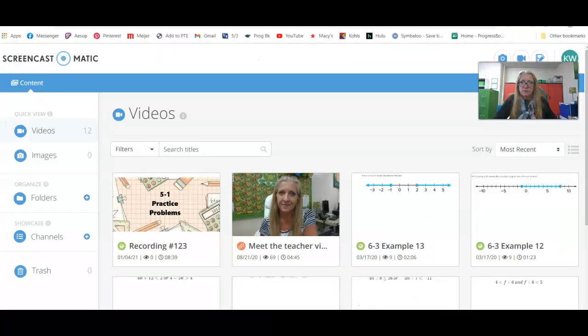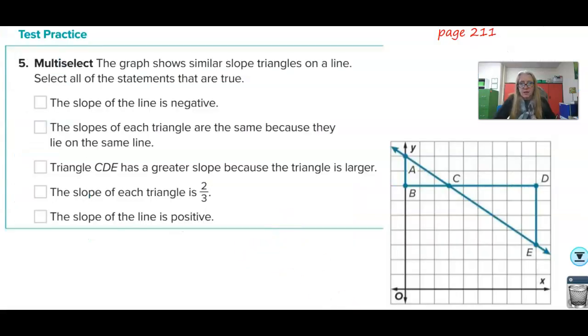Uh-oh, what did I do? Yep, let me go back. Oh, there we go. We'll do a check. The slope of the line is negative. Check. The slopes of each triangle are the same because they lie on the same line. That's what I've been saying. Everything's on the same line.